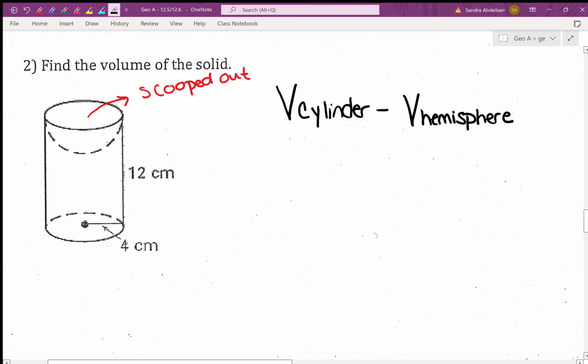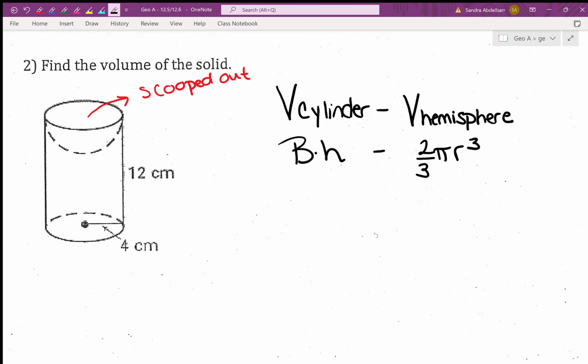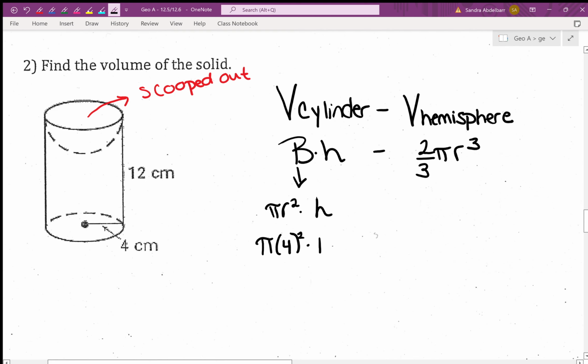The volume of a cylinder is the area of the base times the height. The volume of the hemisphere is 2/3 pi r cubed. Okay, the base of a cylinder is a circle, so this is pi r squared times h. So pi 4 squared times 12. Can somebody multiply 16 and 12? What do we get?